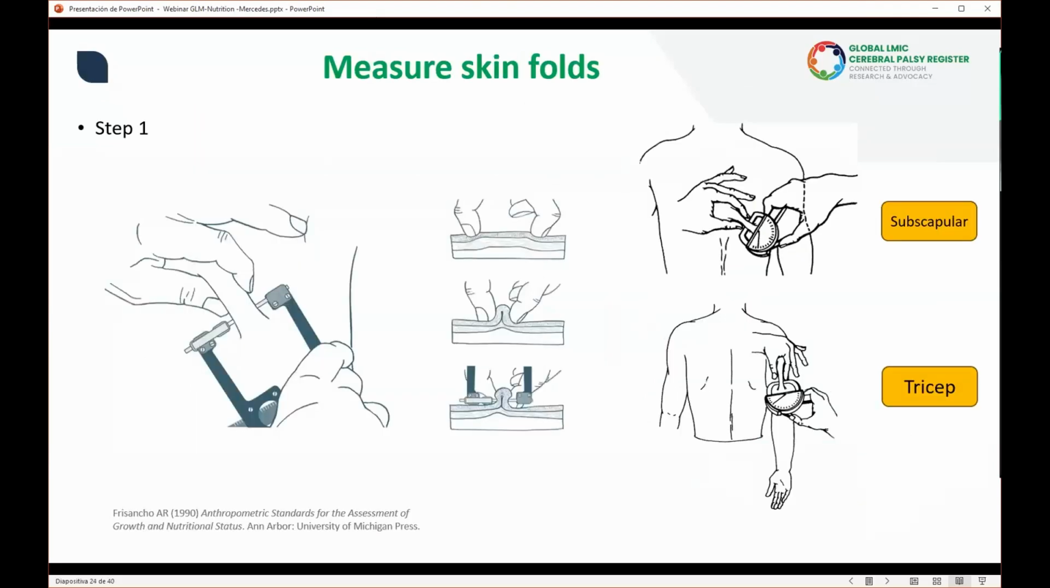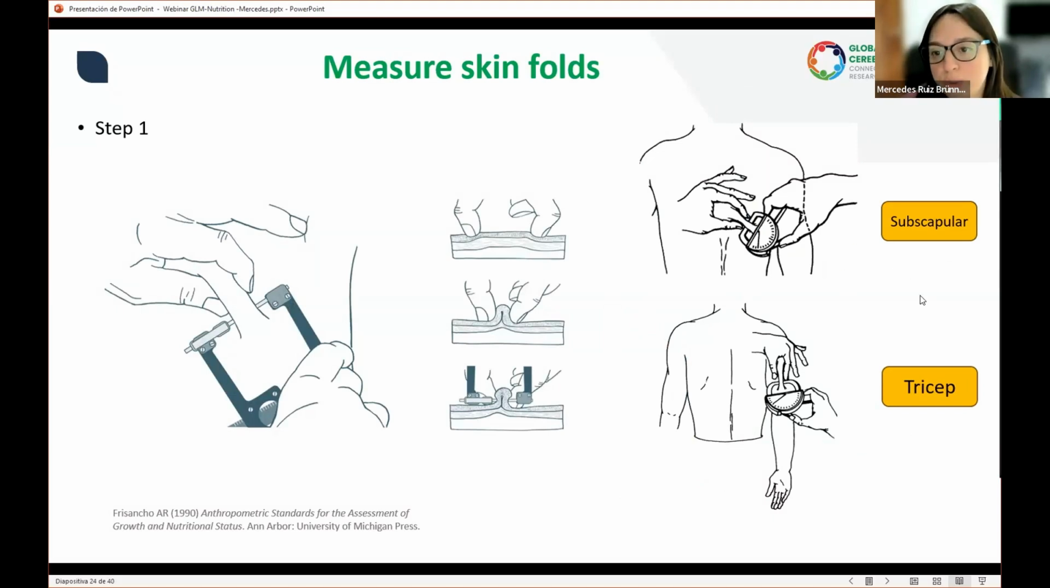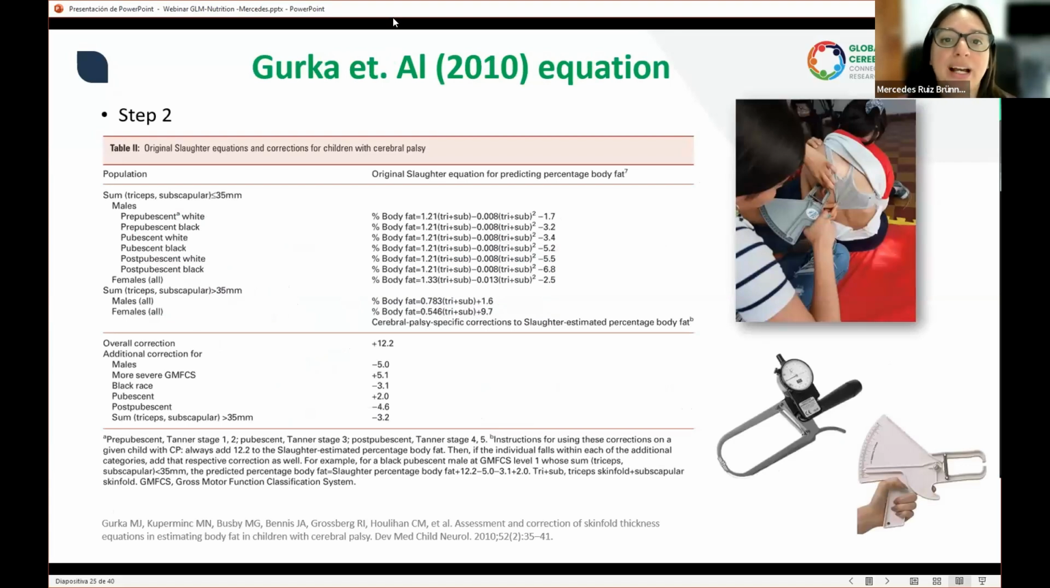Okay, so here, skin folds. Thank you. The measure of the skin fold is something that is easy to have, and this is step one. We should measure these two skin folds, subscapular and tricep. These are the most important ones that we are going to use to estimate body fat. Once we have the skin folds, we will apply this Gurka equation that is really precise. In a previous study, it showed 95% accuracy compared to a DEXA scan, so it's really easy to measure.